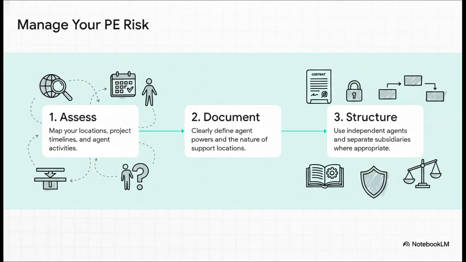So the big takeaway here is that PE risk isn't just something that happens to you, right? You can actually get ahead of it. It's really a three-step process. First, just assess what you're doing using those questions we just talked about. Second, document everything. I mean everything, especially the limits of your agent's power and their contracts. And third, structure your operations smartly to stay on the right side of the line.